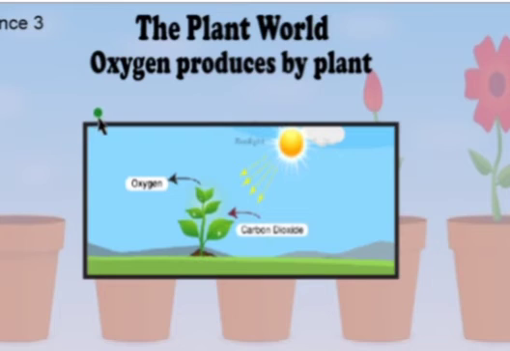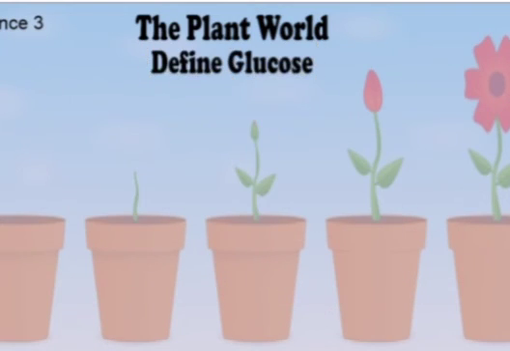When sunlight mixes with carbon dioxide and water, it makes glucose. And on the other hand, oxygen will also be produced by the plants. Oxygen is another product of the plants. What is another product of the plants? Oxygen is produced by the plants. We use oxygen for our survival.